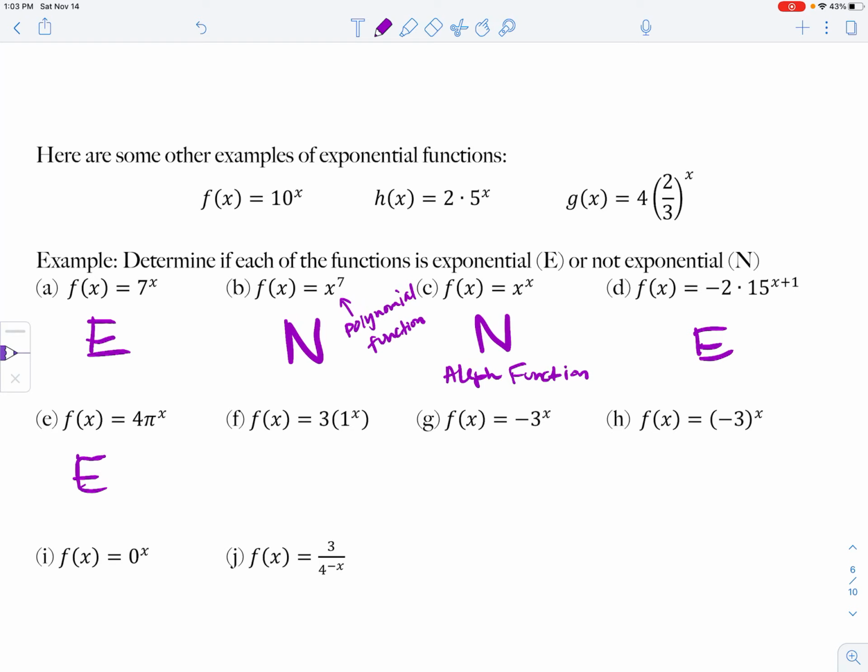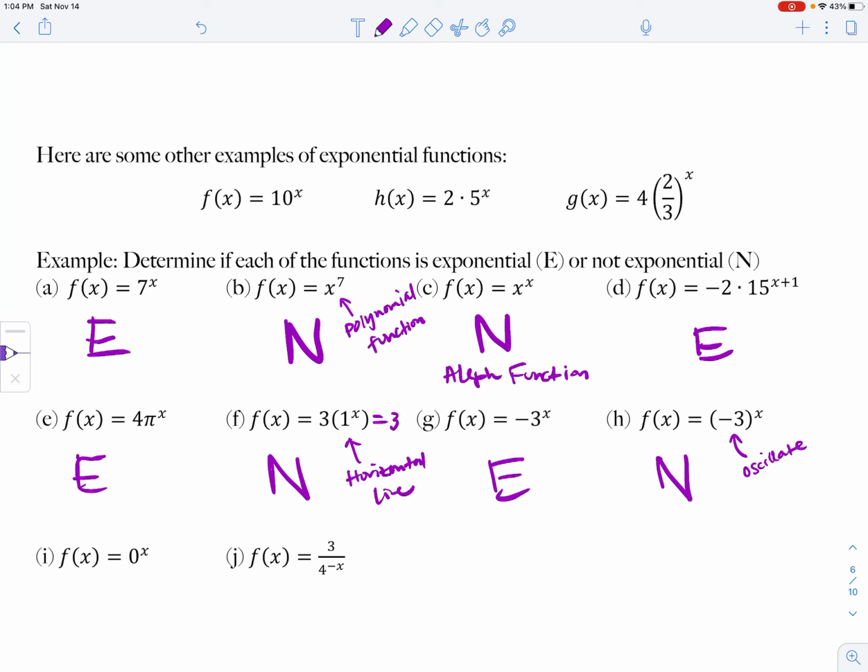F of x equals 4 times pi to the x power would actually be exponential, right? Pi is a real number that would fall into the restrictions of our definition of an exponential function. F, not an exponential function because you can't have 1 as a base. This would actually just simplify to be equal to 3, which would actually be a horizontal line. G is exponential.